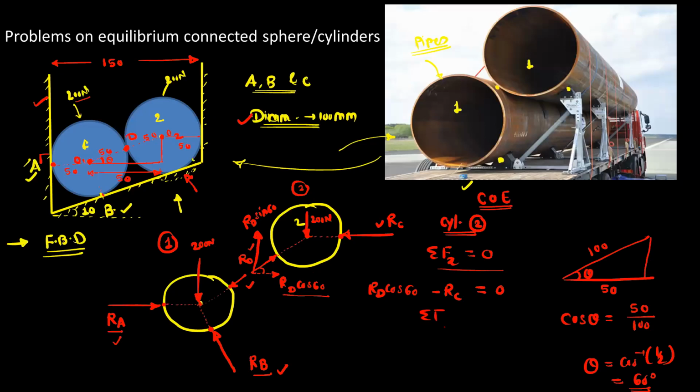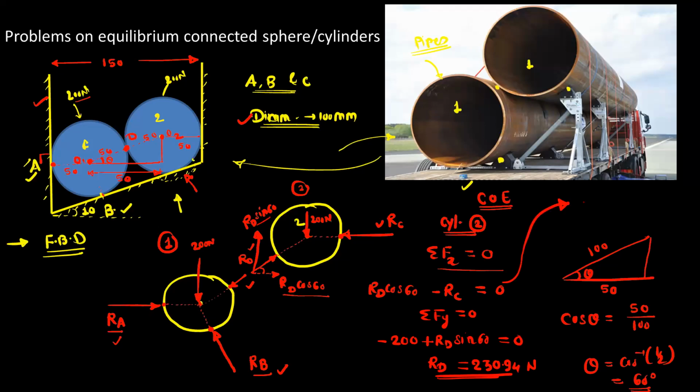And then use summation Fy is equal to 0. For summation Fy, this is minus 200 plus Rd sin 60, equal to 0. From summation Fy, we can get the value of reaction Rd, which is equal to 200 divided by sin 60. So reaction Rd is equal to 230.94 Newton.